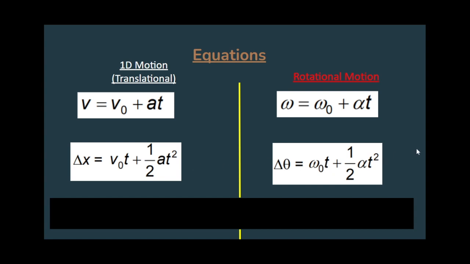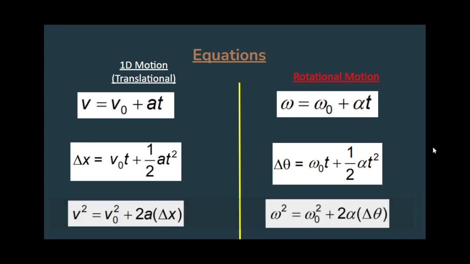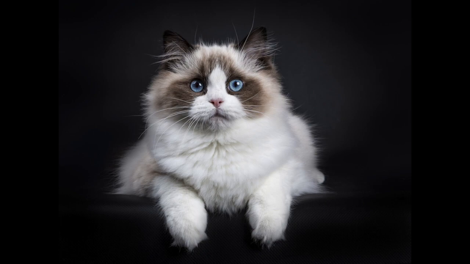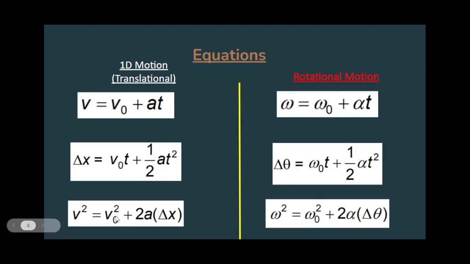Exact same equation, just swapping out the variables. And lastly, we got shaggy cat, which is just Vf squared equals V naught squared plus 2a times delta x. In rotational, it's the exact same thing. We just use different variables: omega squared equals omega naught squared plus 2 alpha times delta theta.